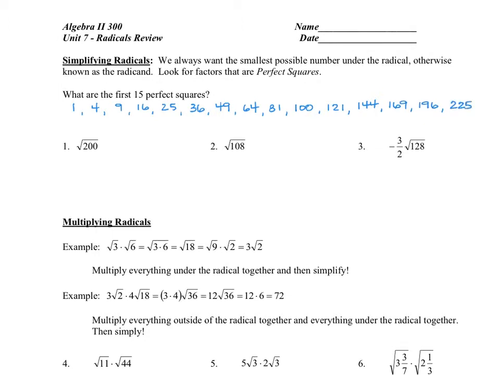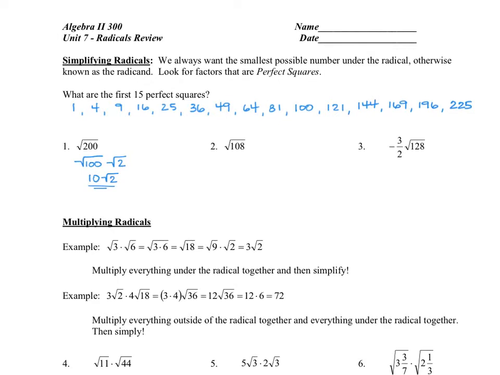is 225. So if we want to simplify the square root of 200, we're looking for the largest perfect square factor of 200 and what's left over. So we can simplify the square root of 200 into the square root of 100 and the square root of 2. But the square root of 100 is 10, and then we just leave the square root of 2.